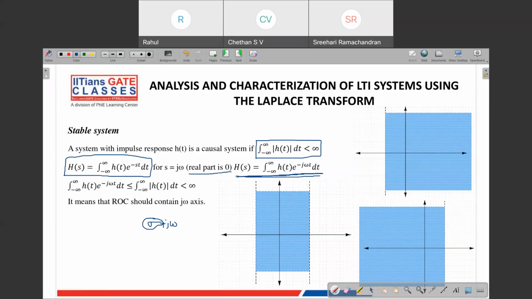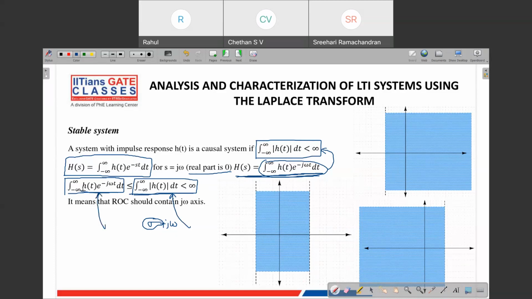Now you see this one will always be less than this expression. Why? Because we have the modulus here, and we don't have the modulus here. So you can write it like this. Now if this is converging, then this expression should also converge, because this is less than this number. So if the system is stable, it means this is converging, and that means this expression will also converge.